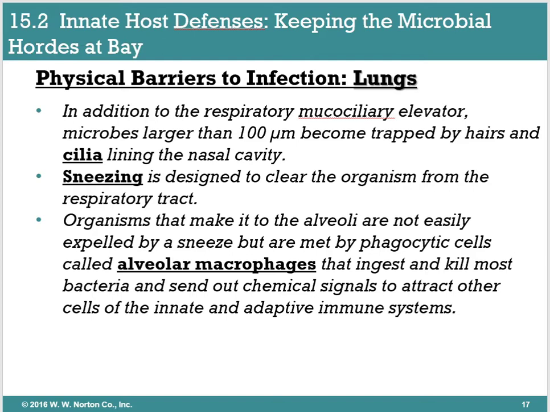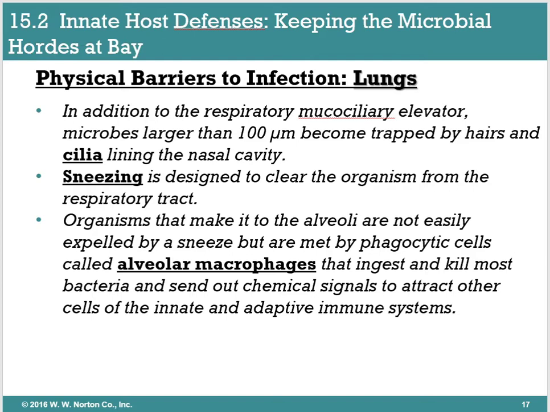natural harbors for microbes. But if there is any microbes that do end up getting in there, like if somebody sneezes on you and they had the cold or something, you would ideally be sneezing out to clear out any organisms that were located inside your respiratory tract.